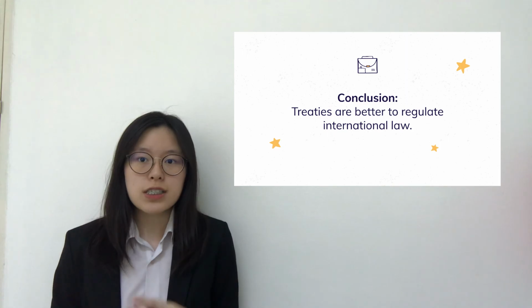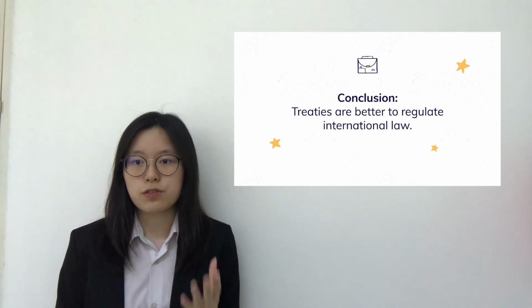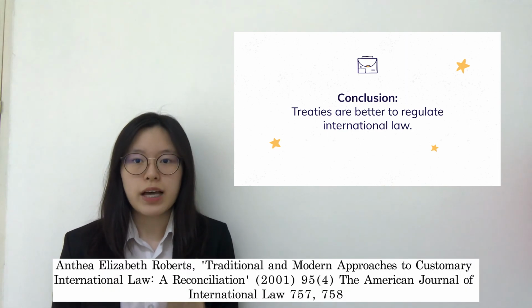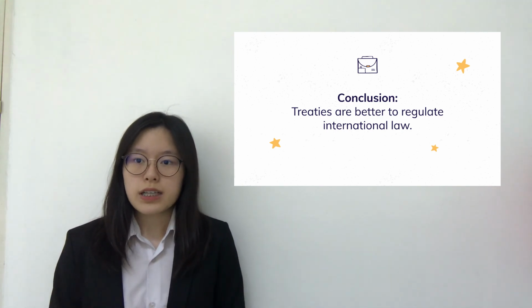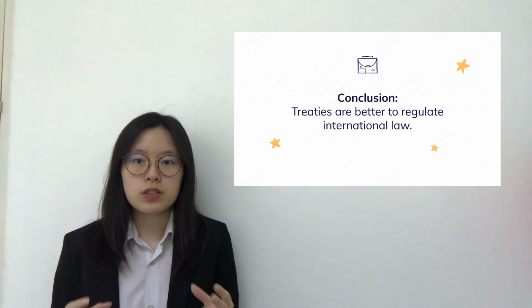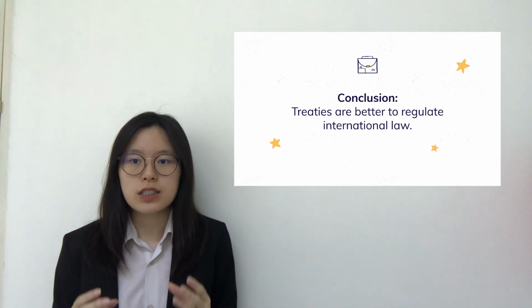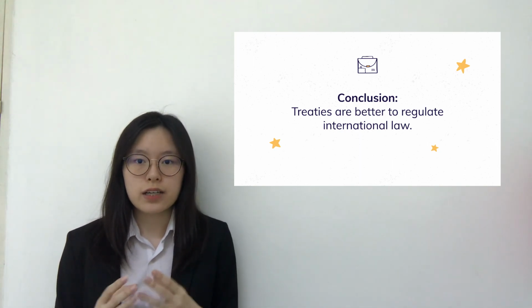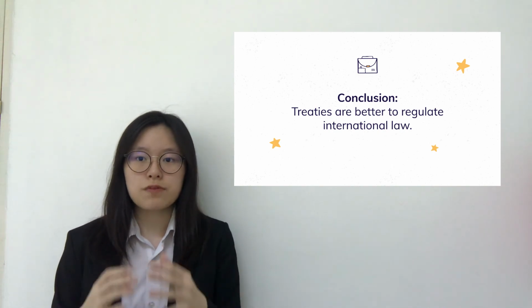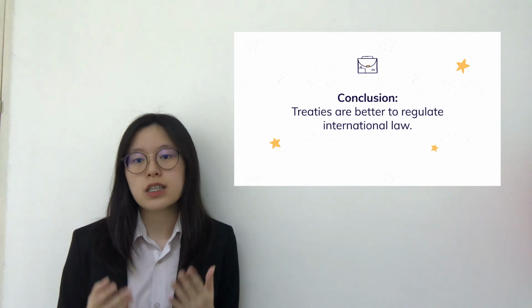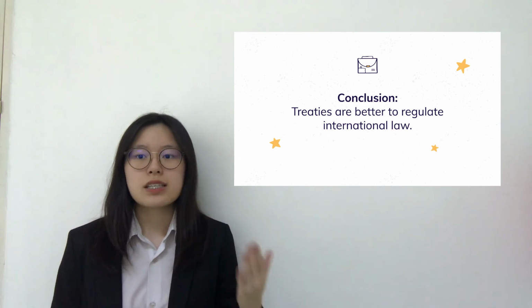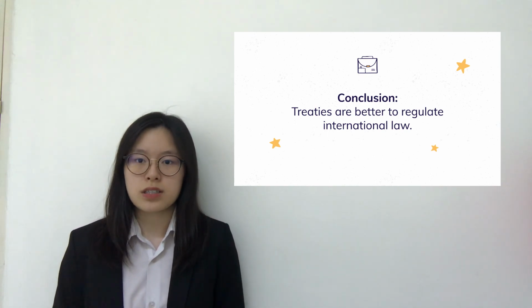In fact, treaties give rise to customary international laws too. It is explained by Anthea Elizabeth Roberts in the journal article. Multilateral treaties can be used to deduce modern customs because if any treaties share the same principle, then that can crystallize into custom, thus generating new customary international laws. Therefore, as much as treaties are more effective, in reality, they complement each other in regulating international laws.